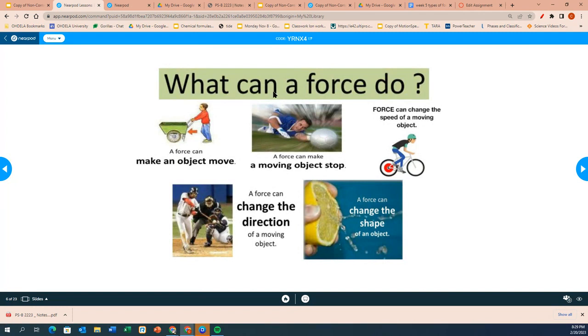So what can we do? What can a force do? A force can make an object move. A force can make an object stop. A force can change the speed of a moving object. A force can change the direction of an object. So like in this baseball, hit it, it's going in one direction, it's going to leave the baseball. A force can change the shape of an object.